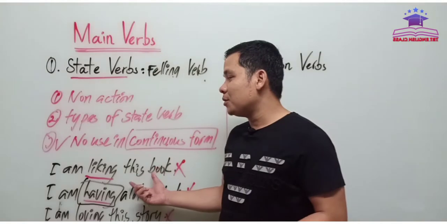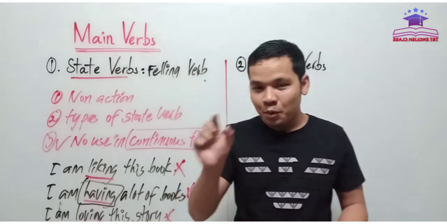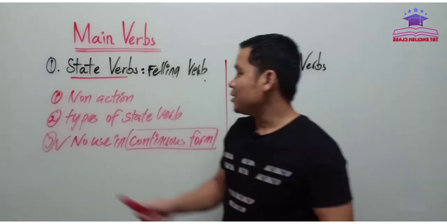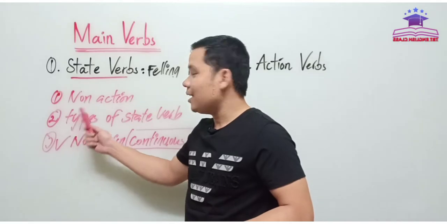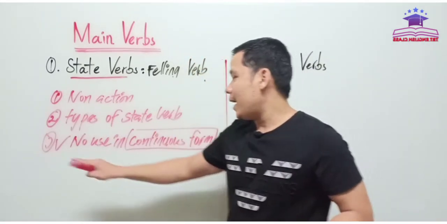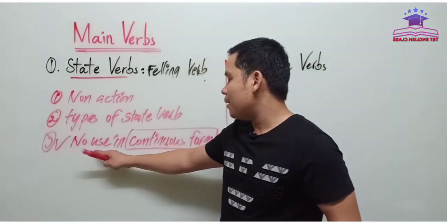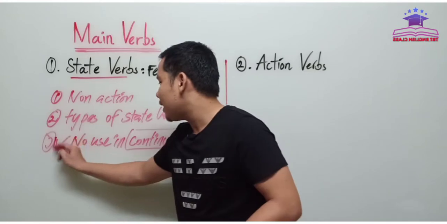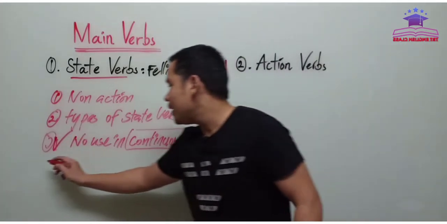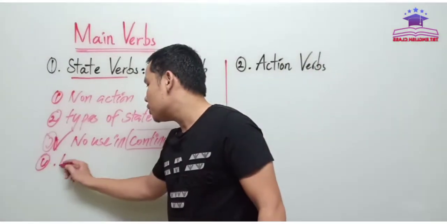Another one, I also want to let you see some verbs that we can use as both stative verbs and action verbs. Okay, let's move on. So number one, you got it, the non-action meaning of stative verbs. Number two, the types of stative verbs, you can see four. And number three, the verbs that we don't use in continuous form. And number four, I want you to know some verbs that we can use as both.